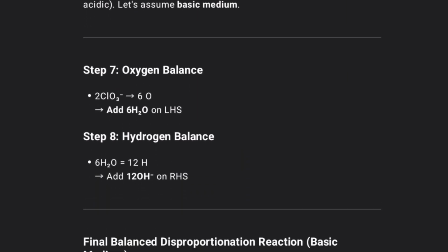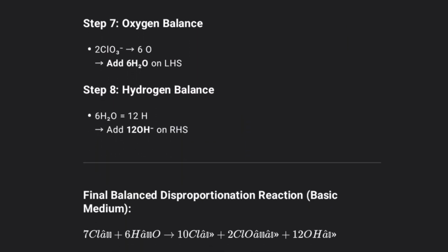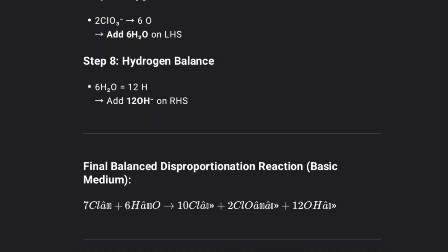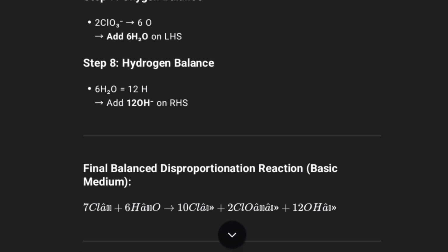Let's assume basic medium. Step 7, oxygen balance. 2ClO3⁻ has 6 O, add 6H2O on the left-hand side. Step 8, hydrogen balance. 6H2O equals 12H, add 12OH⁻ on the right-hand side. Final balanced disproportionation reaction in basic medium: 7Cl2 plus 6H2O gives 10Cl⁻ plus 2ClO3⁻ plus 12H⁺.